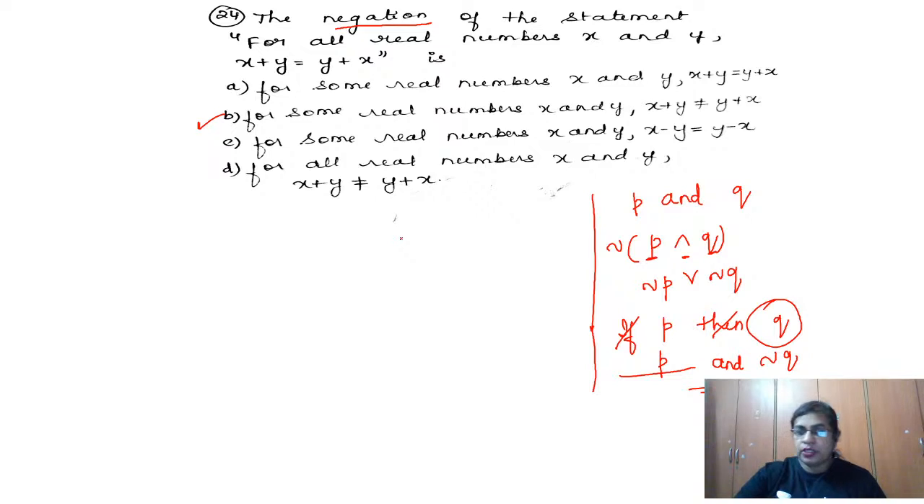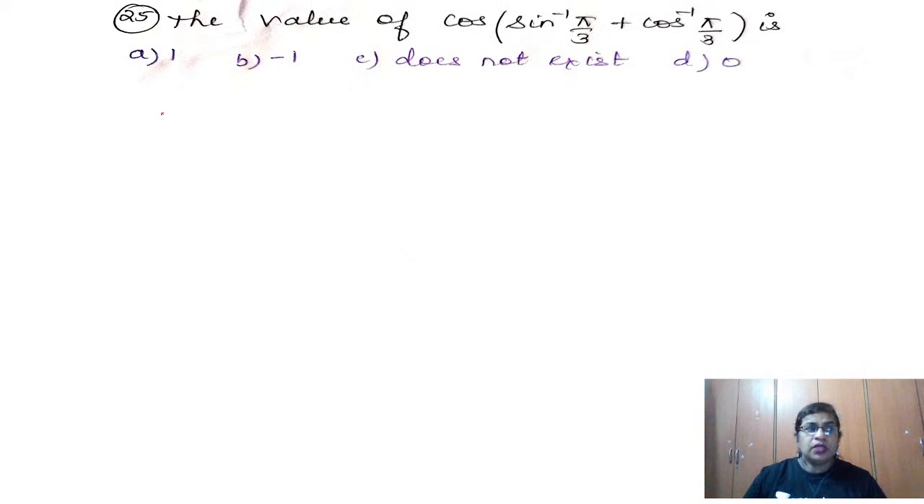Okay, so coming to the next question, question number 25. This is a question on the inverse trigonometric functions, and for inverse trigonometric functions we should know the properties. Let us read the question carefully. The value of cos of sine inverse pi by 3 plus cos inverse pi by 3. Pi by 3 means how much? 60. So we have to find cos of sine inverse pi by 3 plus cos inverse pi by 3.